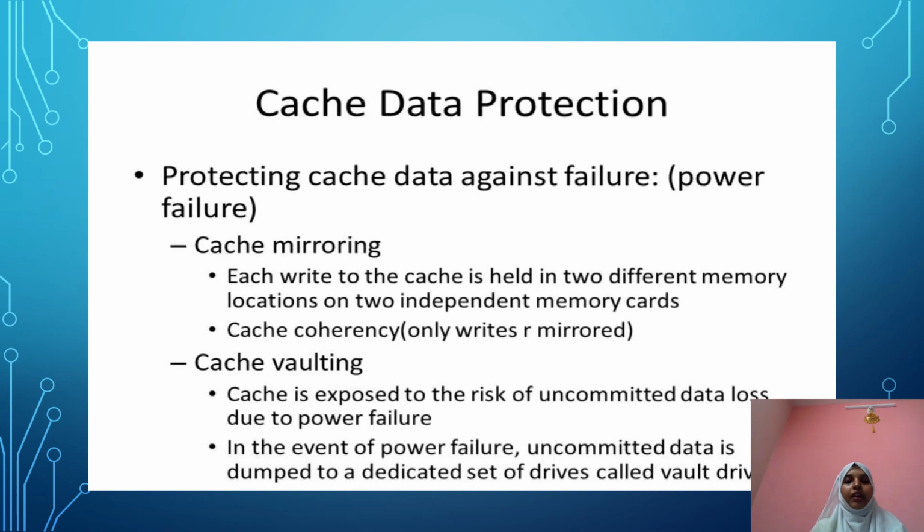Cache vaulting: cache is exposed to the risk of uncommitted data loss due to power failure. In the event of a power failure, uncommitted data is dumped to a dedicated set of drives called vault drives.